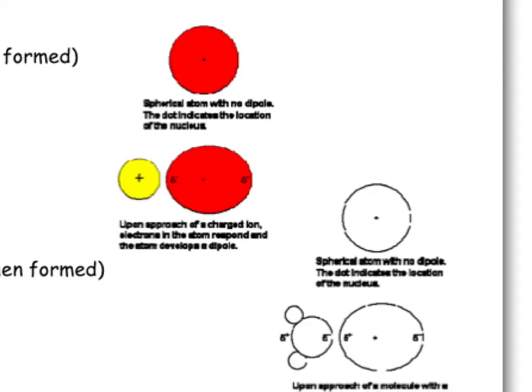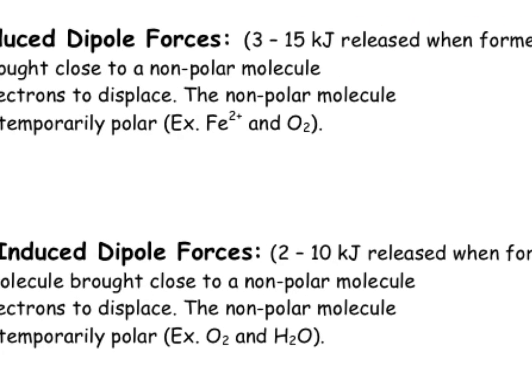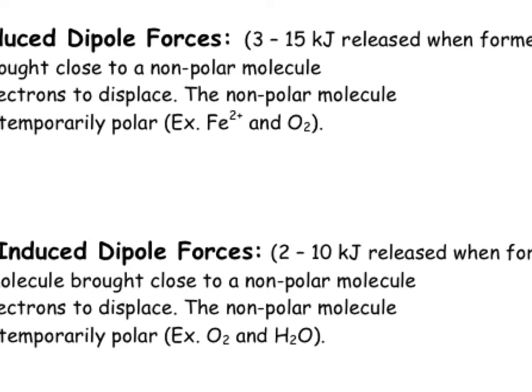Now, this is only a temporary force. If this ion gets removed and is no longer near my nonpolar compound, then my nonpolar compound will revert back and the electrons will spread out evenly again. An example of this is the iron 2+ ion that's bound inside of a hemoglobin molecule in your red blood cells. How does hemoglobin carry oxygen? Well, oxygen is a nonpolar compound.